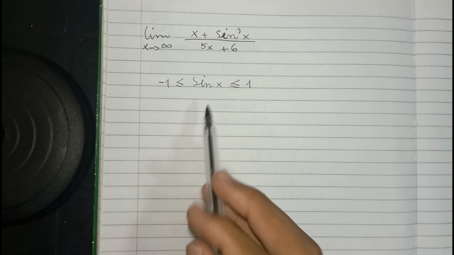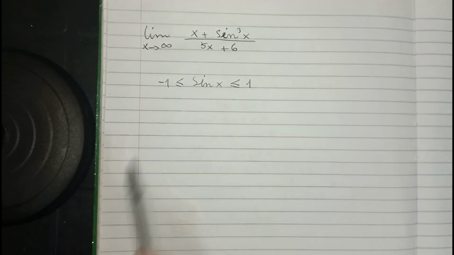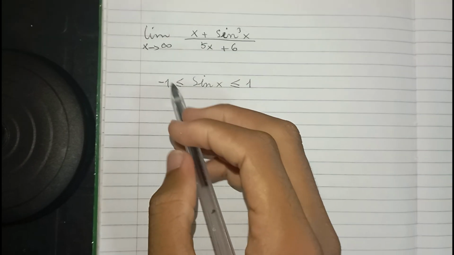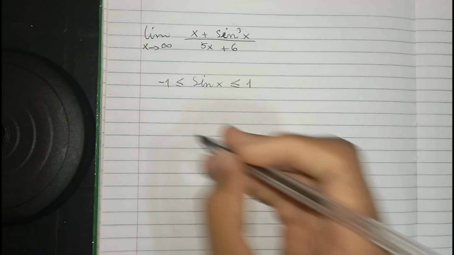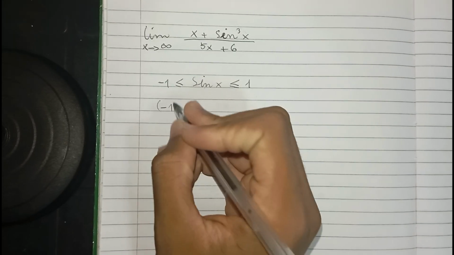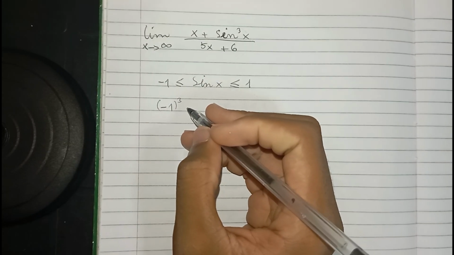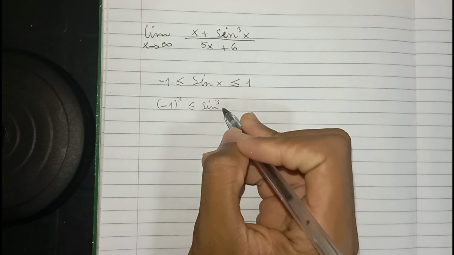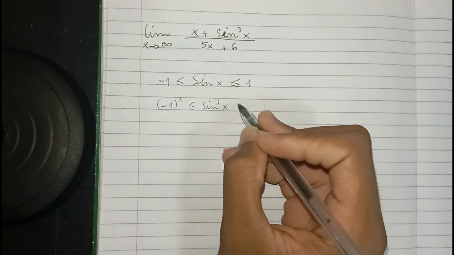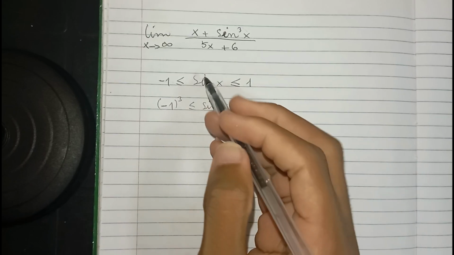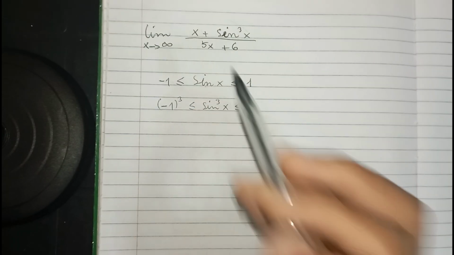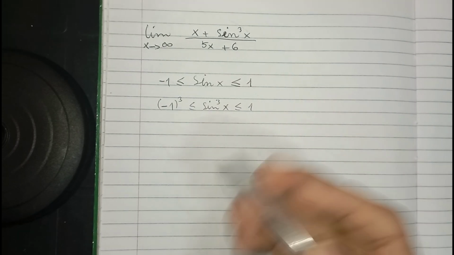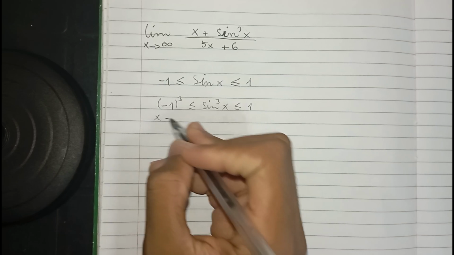So I see that sine here has an exponent of 3. So I'm going to take 3 as the exponent. So I get sine to the power of 3 of x. Here it's 1, right? So I see that I have this x here, so I'm going to add x to every side. Here it's still the same, it's -1, right?